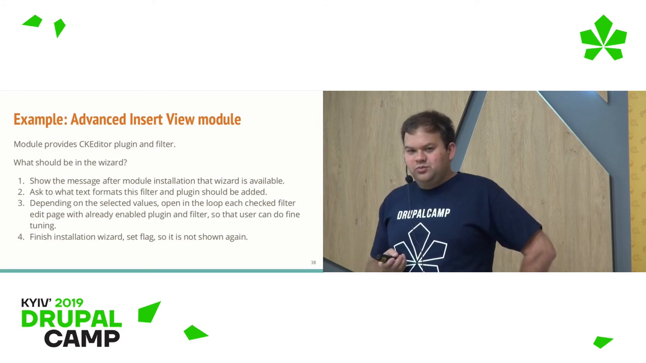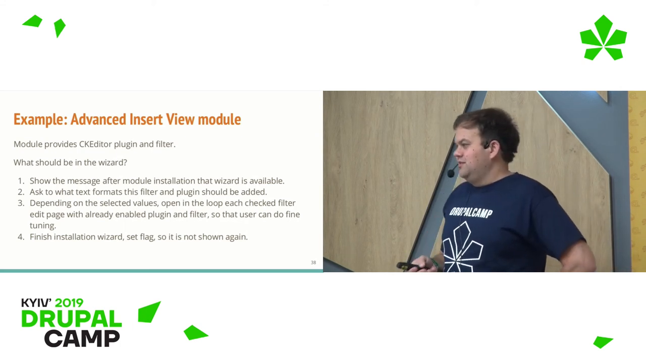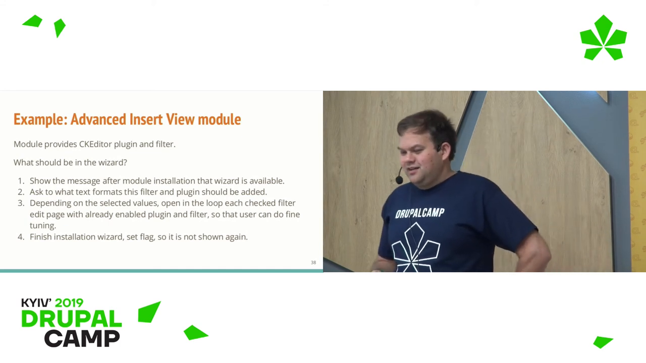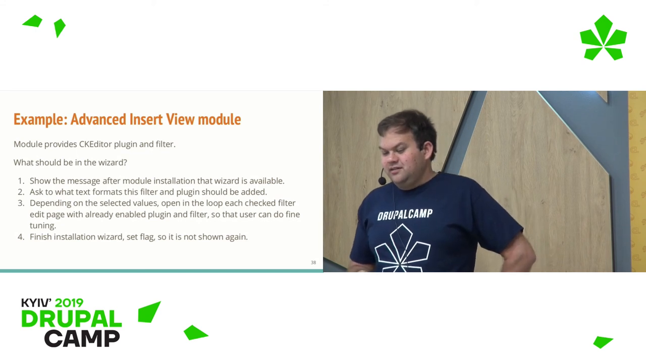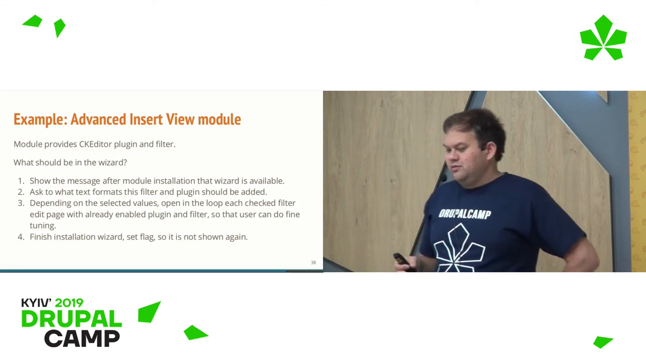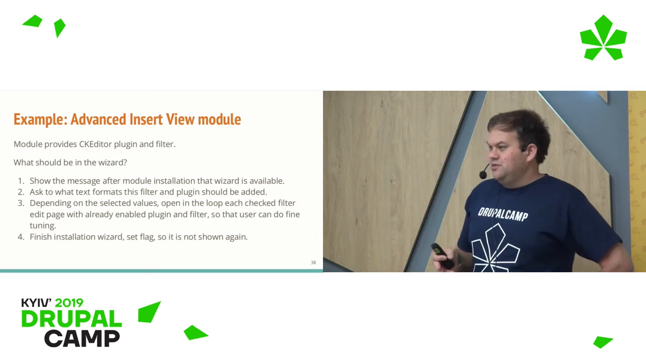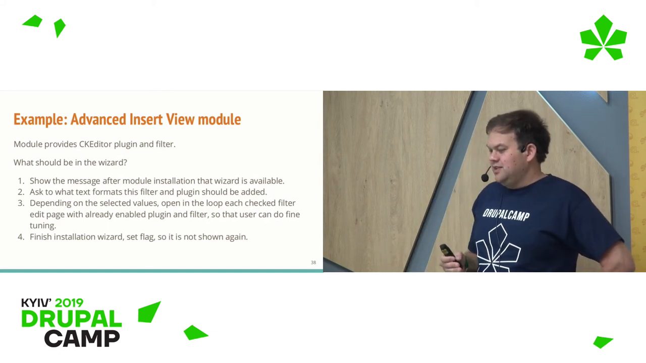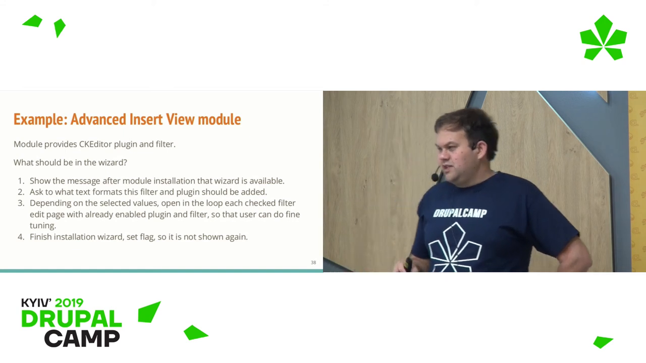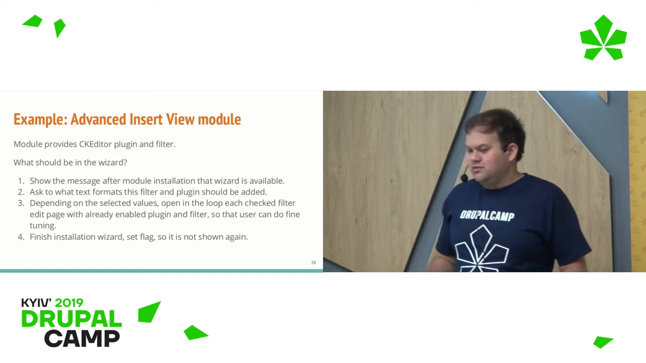So what should we do to achieve the better experience? First of all, we need to somehow notify the user that you have an option to use the Installation Wizard. So that could be achieved with the message region that we have always, just normal standard Drupal messages. Then, particularly for this module, you need to ask what text formats you want to add the filter and the plugin. Then, depending on the selected options, you just loop through them and open the edit form of each filter that you selected. And then, of course, the final step, just to set the flag that you already did the installation wizard, and you don't need to run it again and not notify and annoy the user in messages.